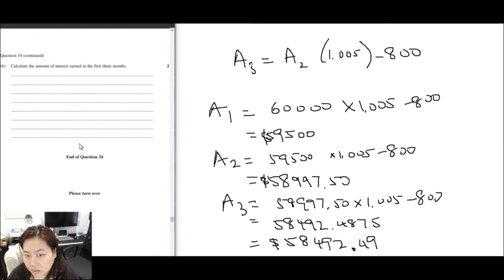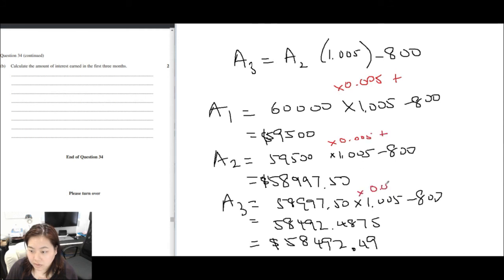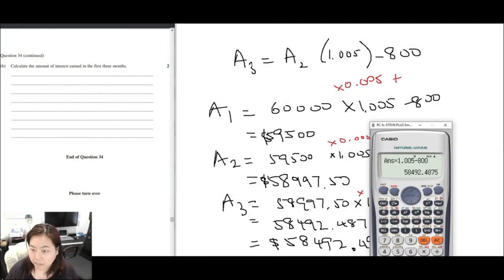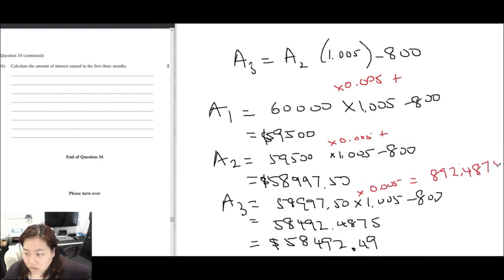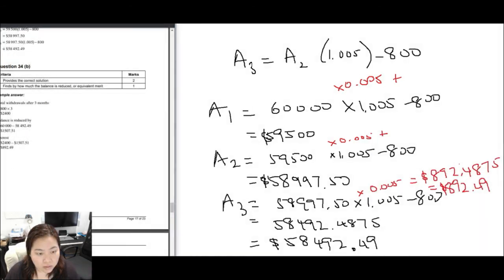Oh, I'm gonna write on top of this because I don't want to write it all out again. It's 60,000 times 0.005 plus 59,500 times 0.005 plus that one times 0.005. $892.49. Nice.